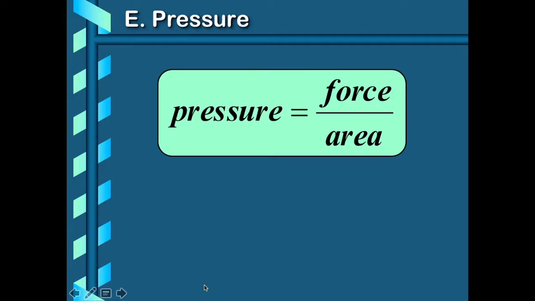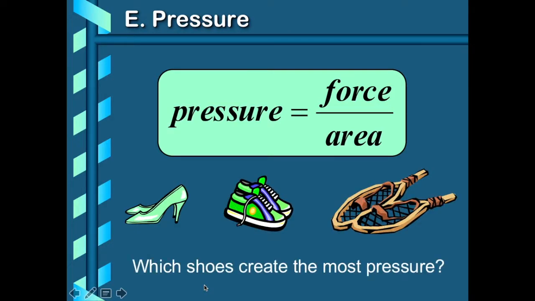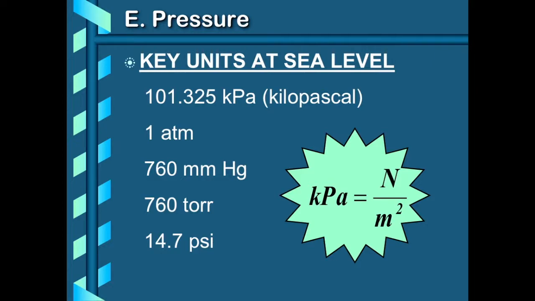Another factor when we're studying gases or gas laws is pressure, which equals force per area. So which shoes do you think create the most pressure? Definitely this one, because it has less area, therefore it has greater pressure. There are key units for pressure. For example, we have 1 atm, 760 millimeters mercury, 760 torr, 14.7 pounds per square inch.